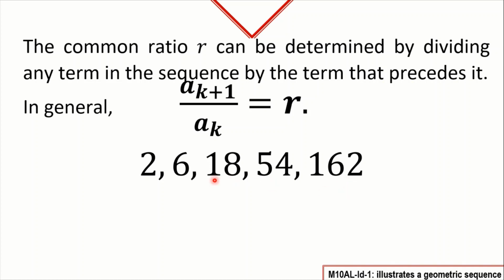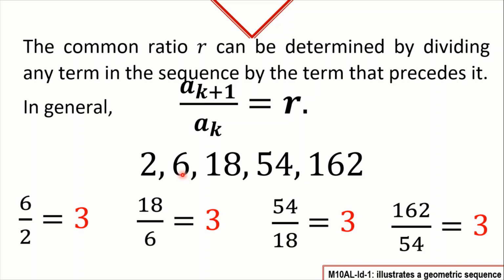So, para daw makuha ang common ratio, we need to divide any term by the term that precedes it. So, halimbawa, we have second term divided by the first term. So, we have 6 divided by 2 is equal to 3. Kaya, third term divided by the second term, 18 divided by 6, o kaya fourth term divided by third term, 54 divided by 18, o kaya naman fifth term divided by the fourth term, or 162 over 54.